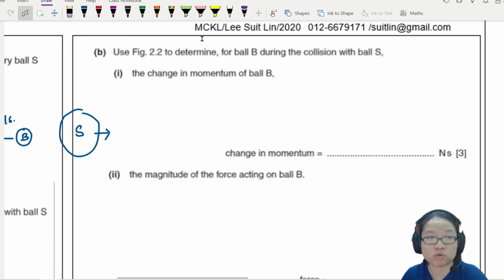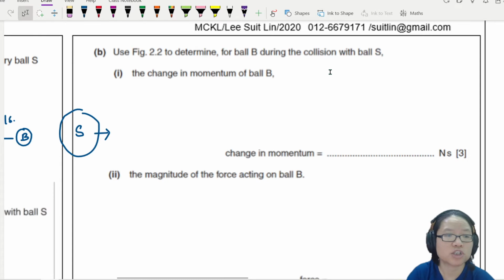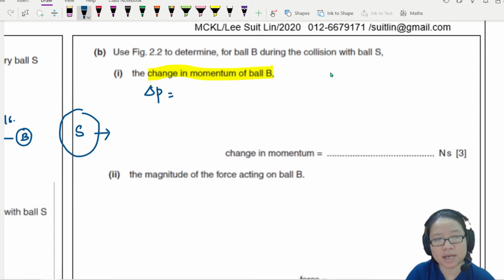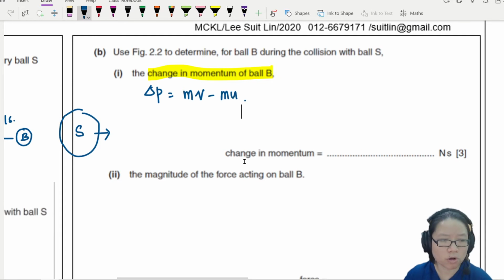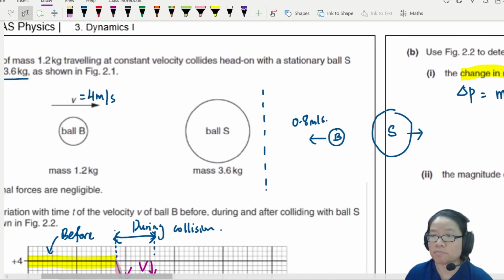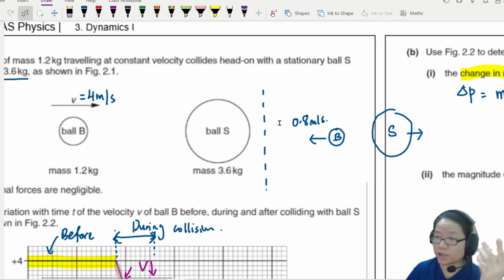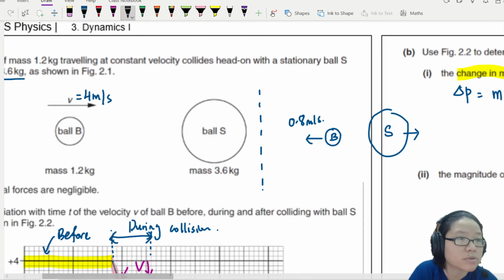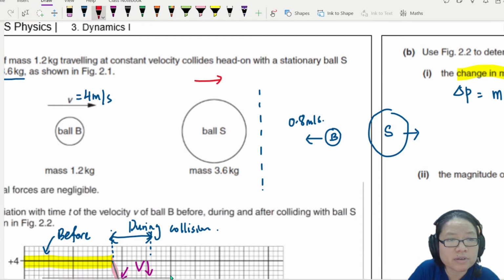Part B, I believe. Use figure 2.2, the graph, during the collision with ball S to determine the change in momentum of ball B. If you want to find change in momentum, I can take mv minus mu. But you know ball B undergoes a change like this. It went from 4 meters per second to the right to 0.8 meters per second to the left. So I've got to give some signs. I'll just follow the sign convention given. This is positive. This is negative, right?